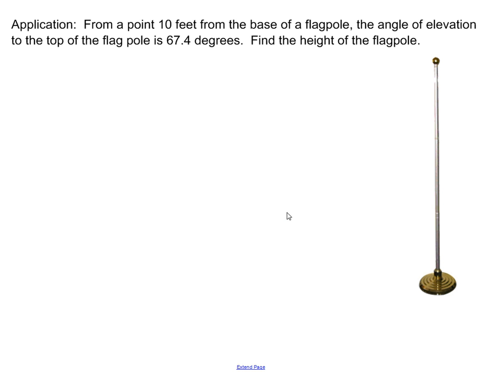One of the most interesting applications of trigonometry is the right triangle problem. And of course, we have the basic flagpole problem right here. We're told a point is 10 feet from the base of a flagpole. The angle of elevation to the top of the flagpole is 67.4 degrees. Find the height of the flagpole. Okay, what does that mean for us?